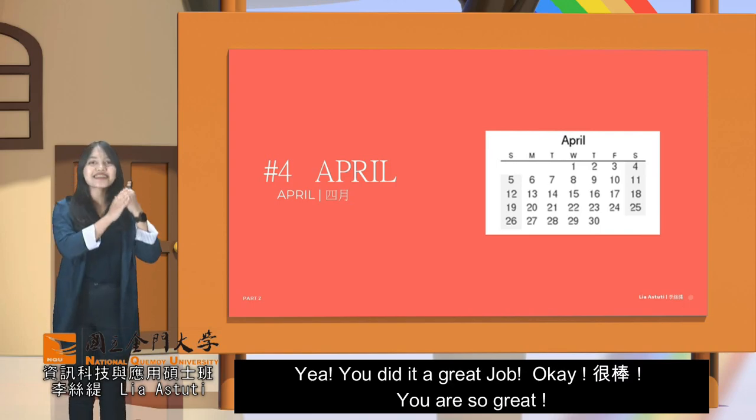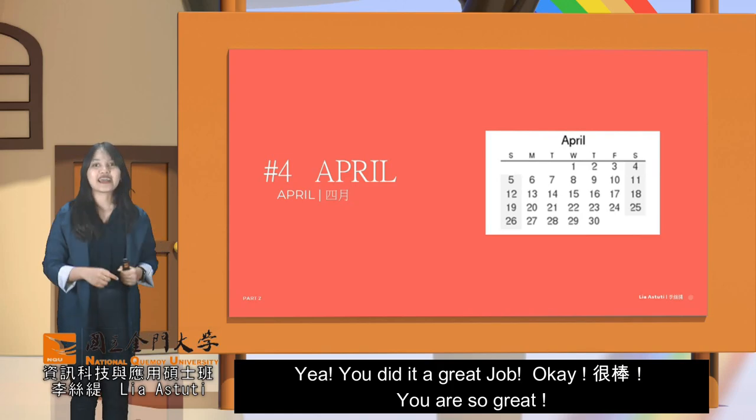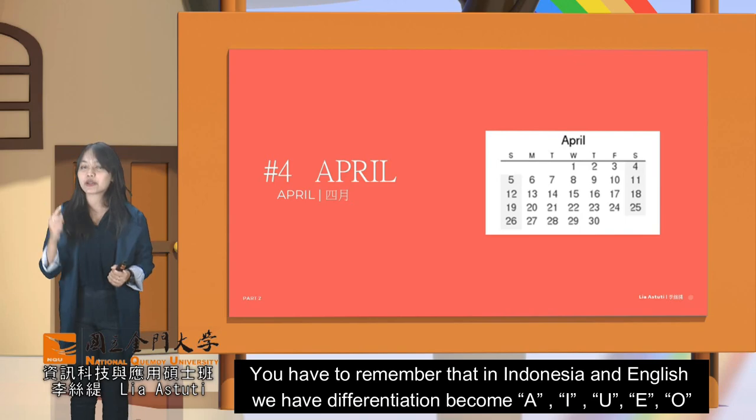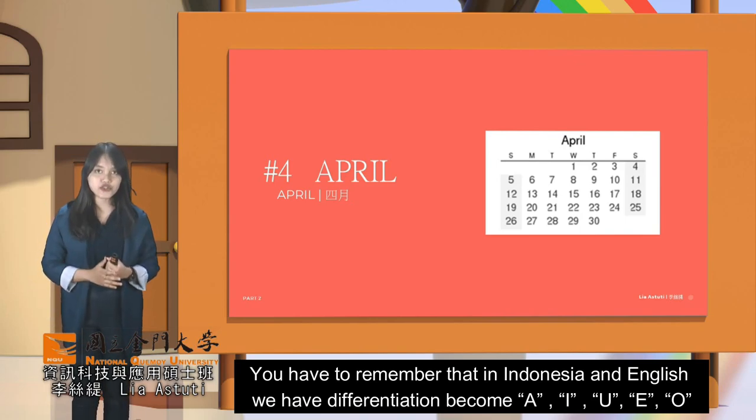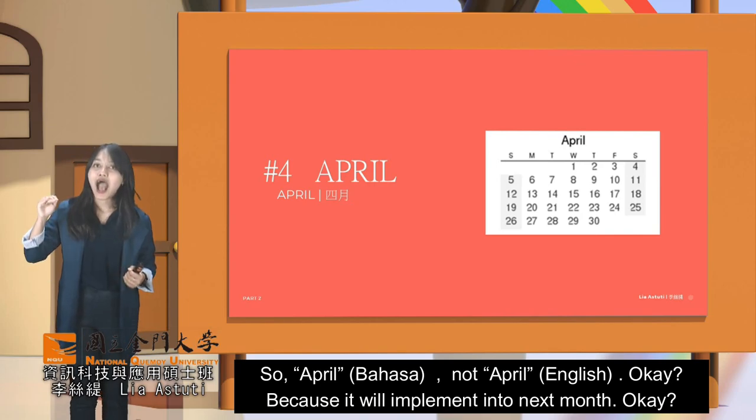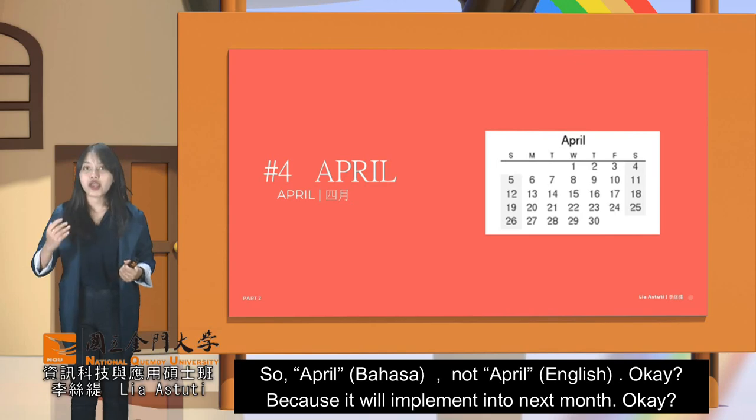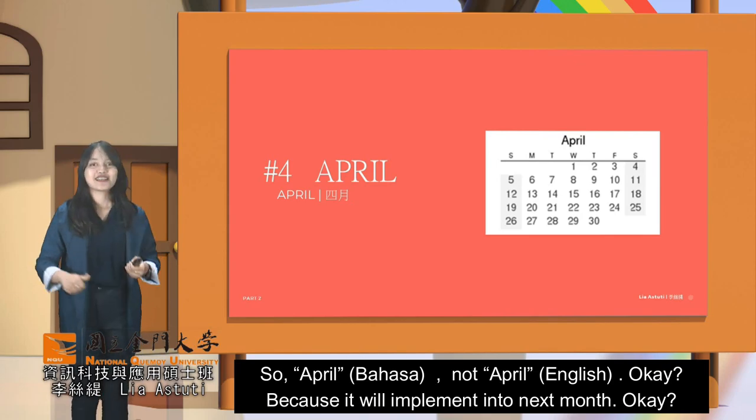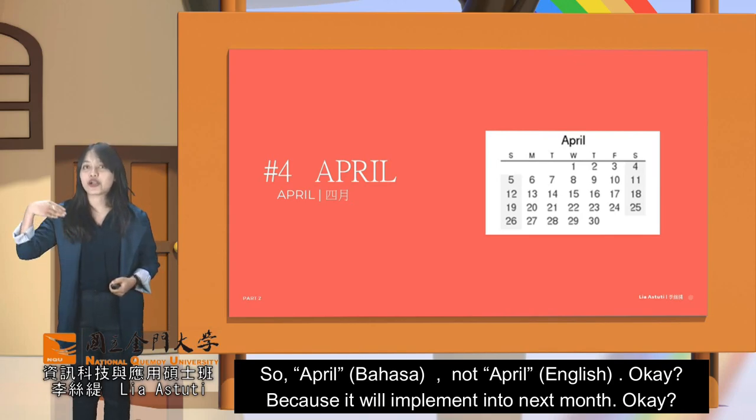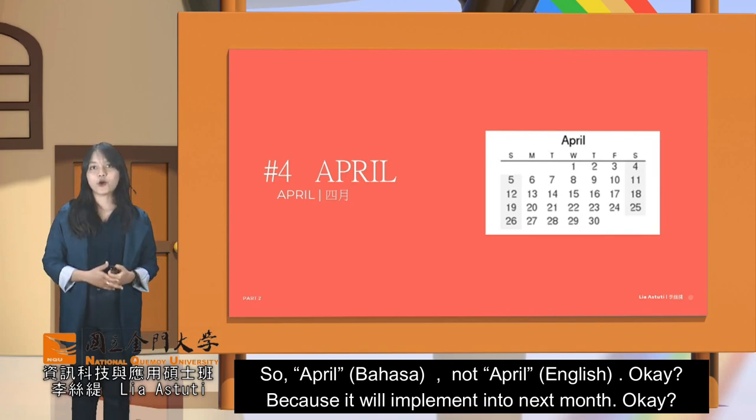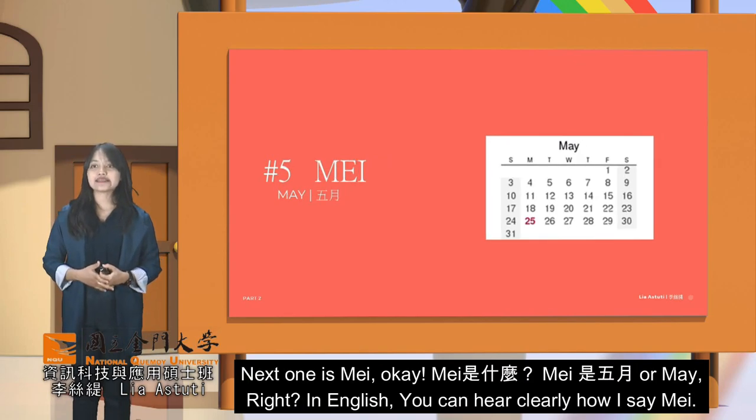Yay! You did it! A great job! Okay, 很棒! You are so great! Okay, you have to remember that in Indonesia, we have differentiation between English and Indonesian vowels, which become A, I, U, E, O. So, April. April. Not April. Okay? Because it will implement for next month. Okay? Next one is May.